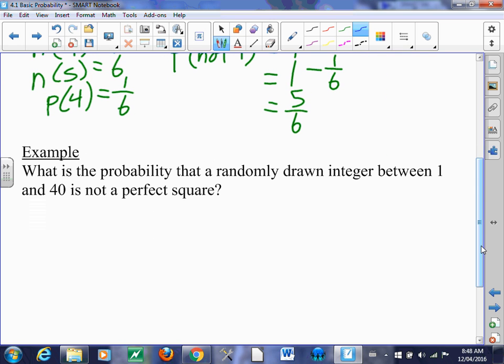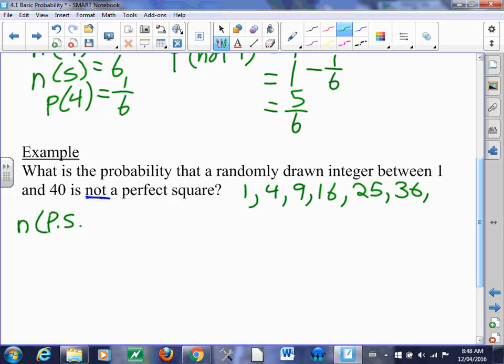All right, last question. What is the probability that a randomly drawn integer between 1 and 40 is not, and I would underline whenever you see not, a perfect square? Well, let's just quickly review what our perfect squares are between 1 and 40. So 1 is a perfect square, 2 squared is 4, 3 squared is 9, 4 squared is 16, 5 squared is 25, 6 squared is 36. Now, if I went one more, 7 squared is 49, so that's too much. So the number of perfect squares, PS in this case, equals, count them up, 6.